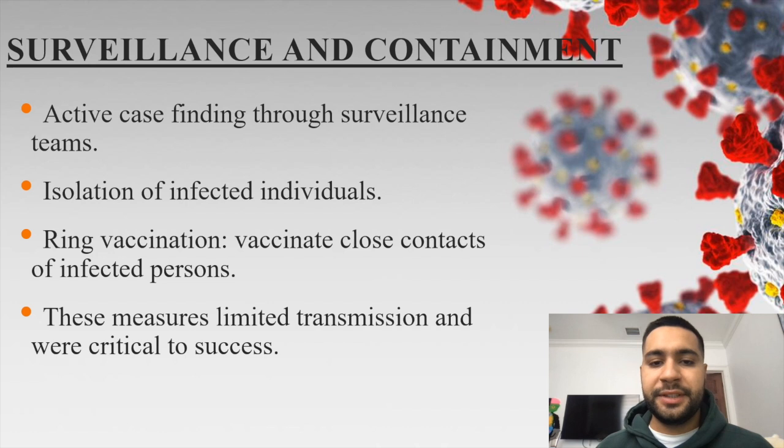This is when the patient is isolated and everyone who had been in contact with them is vaccinated, and this was known as ring vaccination. Instead of vaccinating an entire population, they created a ring of immunity around each outbreak. This strategy was much faster and more cost efficient than mass vaccination, and most importantly, it worked.